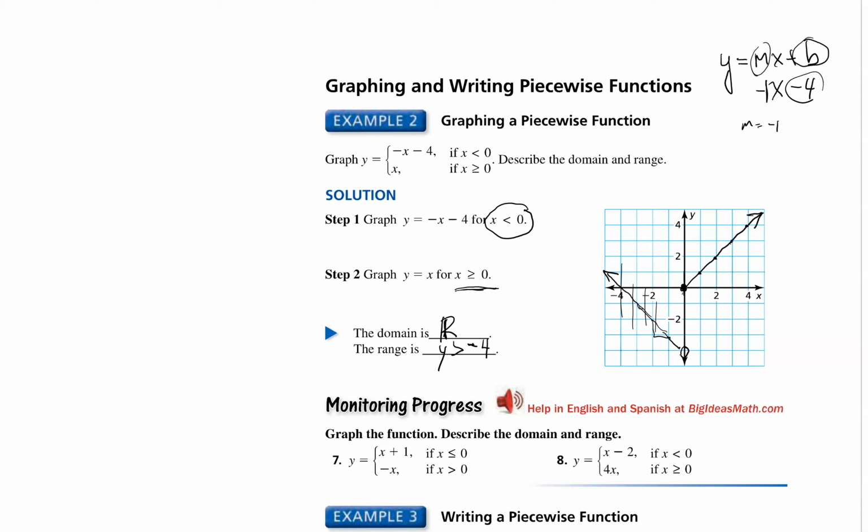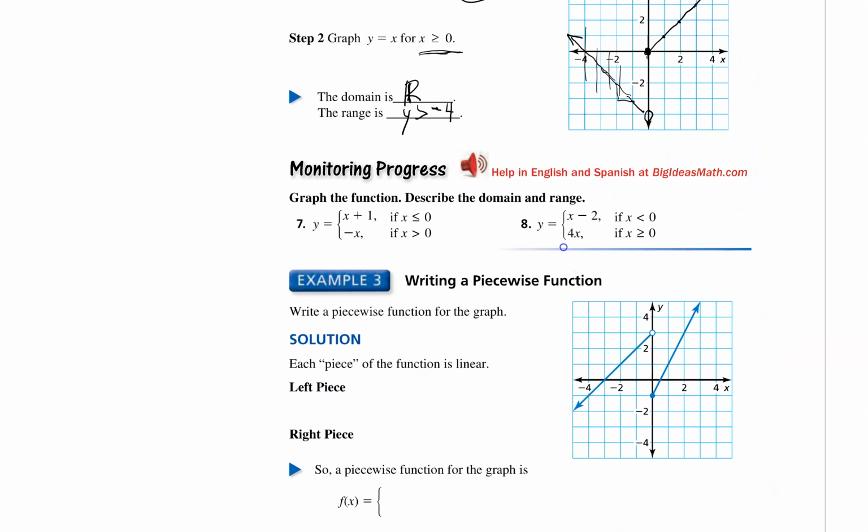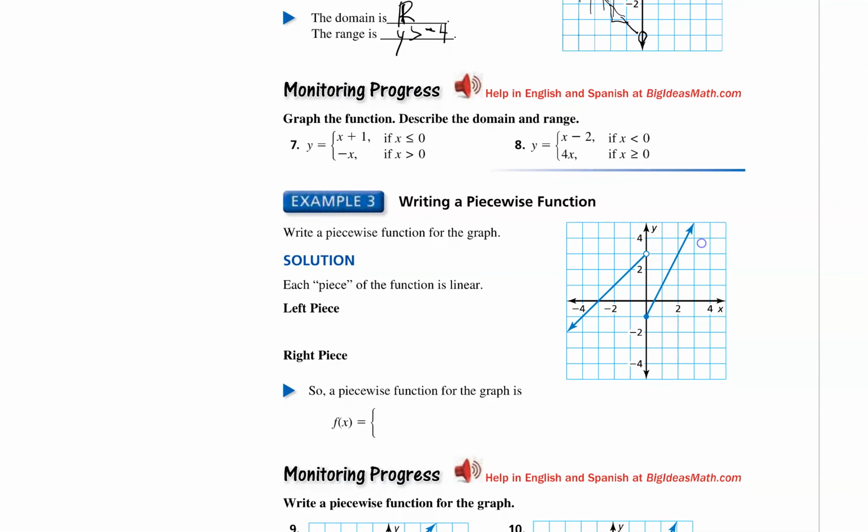All right, so in the next monitoring progress, I'd like you to check that against the book. But try that out, 7 and 8. All right, example 3, writing a piecewise function. So we're given the instructions, write a piecewise function for the graph.